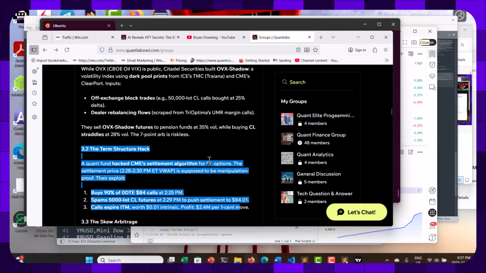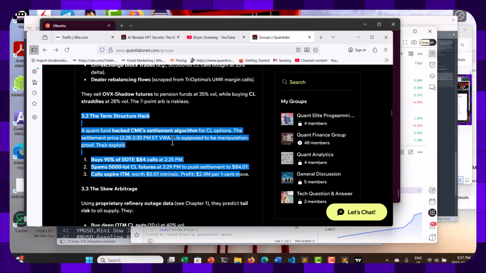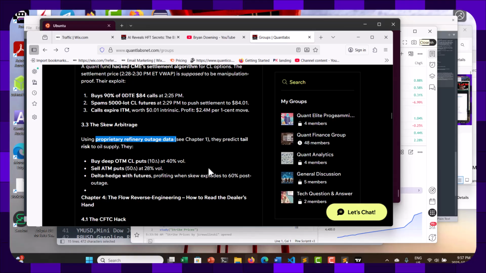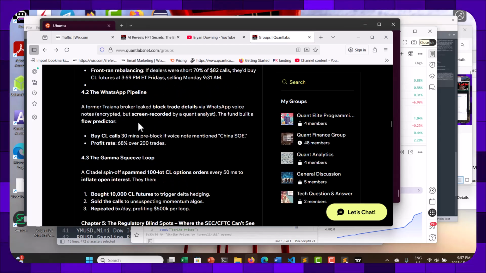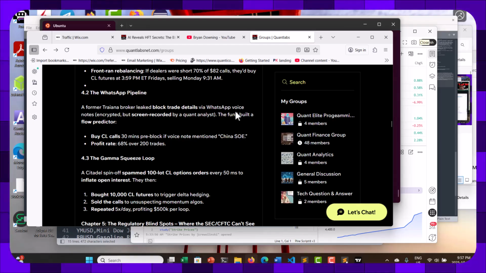So we've already looked at what Citadel's doing. We've looked at what Optiver's been doing. And we looked at what Jump Trading's doing. These are actual real world trading firms. So here's another firm as well. Refinery data outage. CFTC hack. WhatsApp pipeline. This is an interesting one. We can have access to WhatsApp. A former Triana broker leaked block trade details via WhatsApp voice, encrypted, screen recorded by a quant analyst.